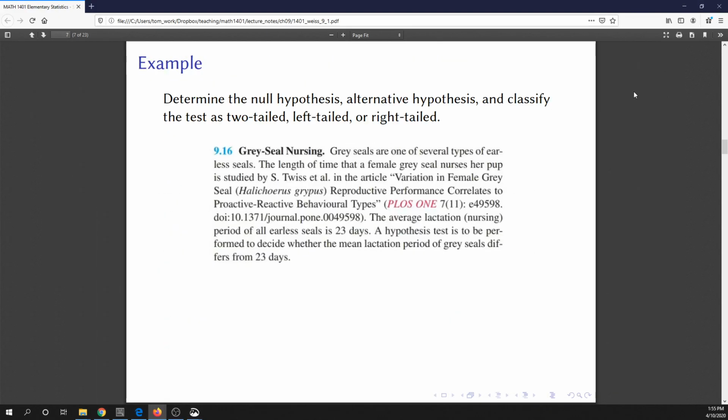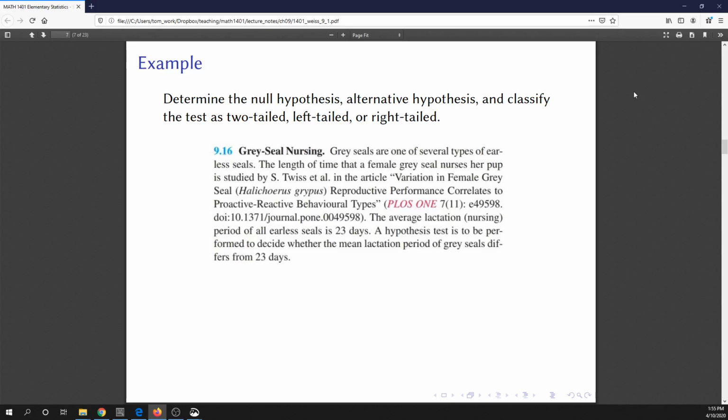All right, let's take a look at this example here. This is problem 9.16 from our book. Here we have an experiment that was set up by somebody. They're going to do some testing, and our job here is to determine the null hypothesis, the alternative hypothesis, and classify the test as two-tailed, left-tailed, or right-tailed.